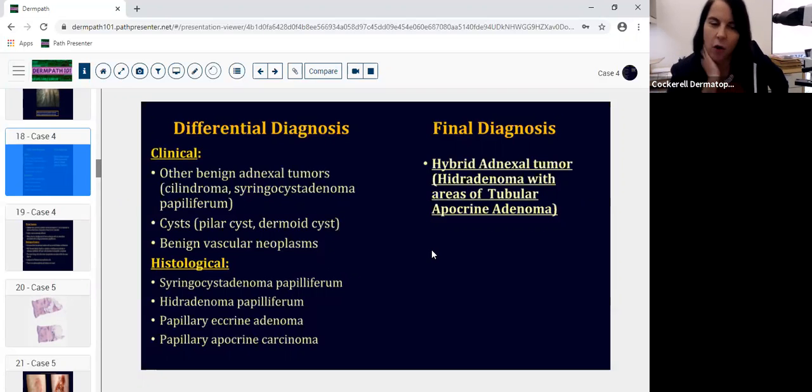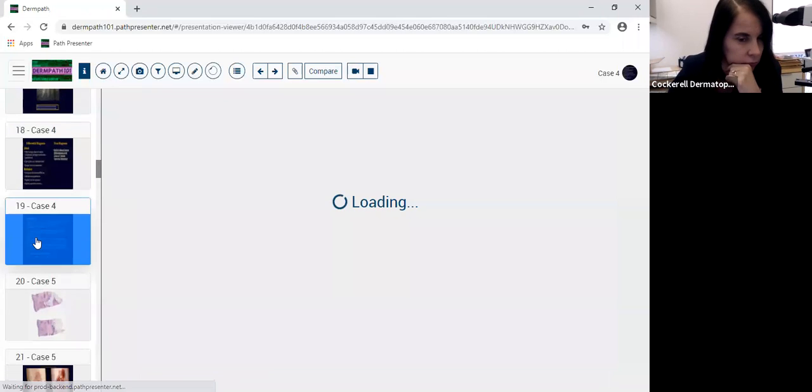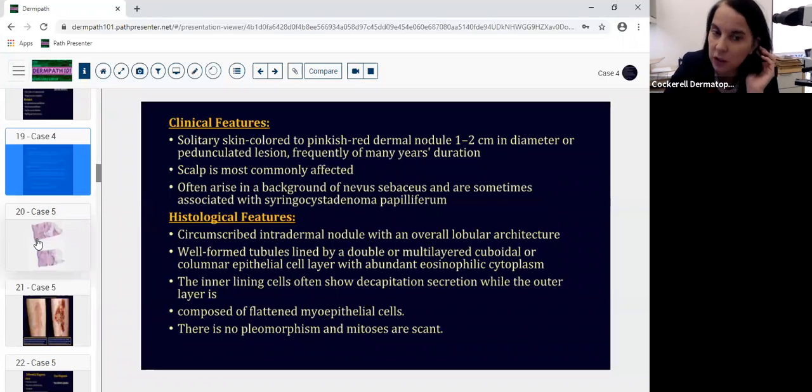Papillary eccrine adenoma. I don't think this looks like this at all, because you don't see the papillary areas, and this is more of apocrine duct-like structures rather than eccrine, because you see the decapitation secretion. And papillary apocrine carcinoma, well, you would see more of an infiltrative growth pattern, a higher mitotic rate, and higher N/C ratios. The last slide goes over the clinical features again with the dermal nodule.